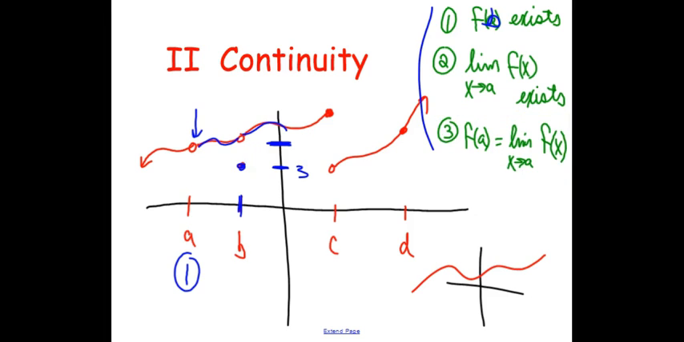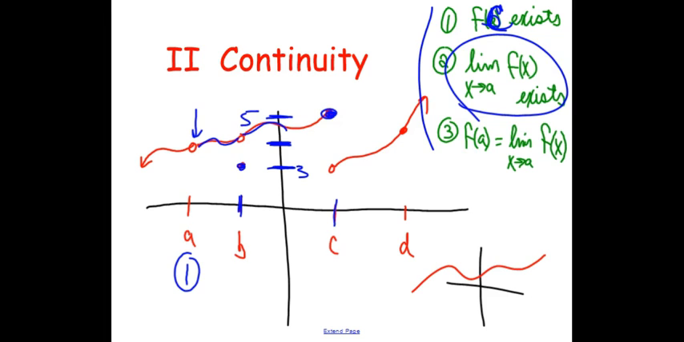Look at c. Does f of c exist? Yeah, the answer is up here. Does the limit exist? From the left and the right, are you approaching the same number? Say no. Look, from the left side, you're approaching 3. From the right side, you're approaching 5. Does the limit exist? No. You have to be approaching the same number from the left and the right. So is it continuous at c? No, because the limit doesn't exist.